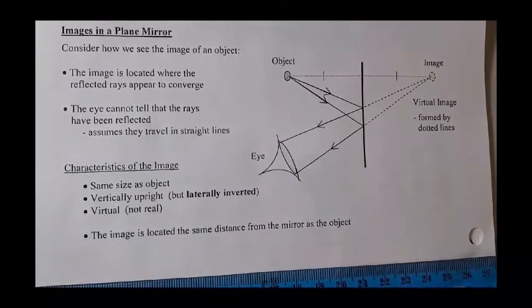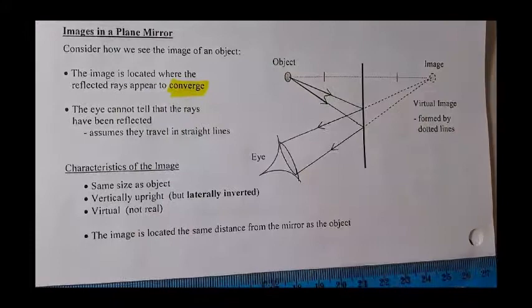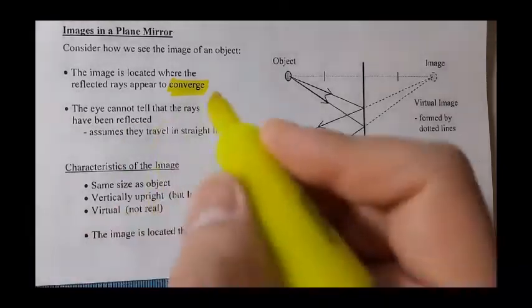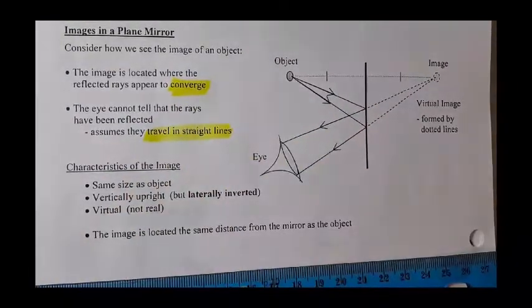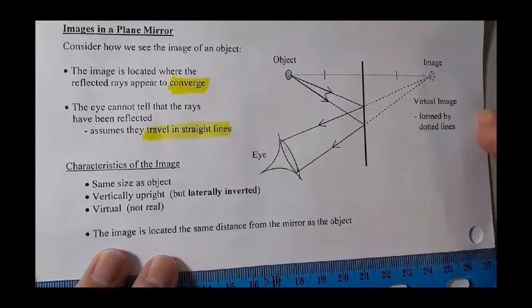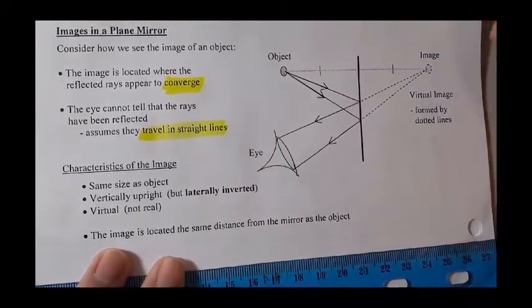So first thing first. The image is located where the reflected rays appear to be, we use the word converge. And the eye, think about that as a reflected image. The eye cannot tell that rays have been reflected, and we are assuming that it traveled in a straight line. And I'm going to explain to you what that means. I'm going to talk about converged image and diverging image later. A converging image is something that we see as real.